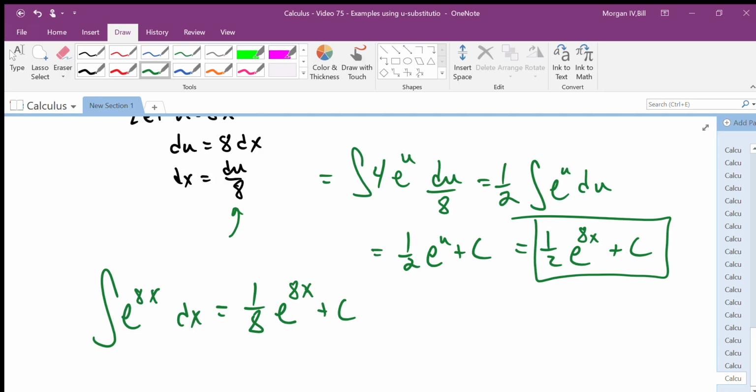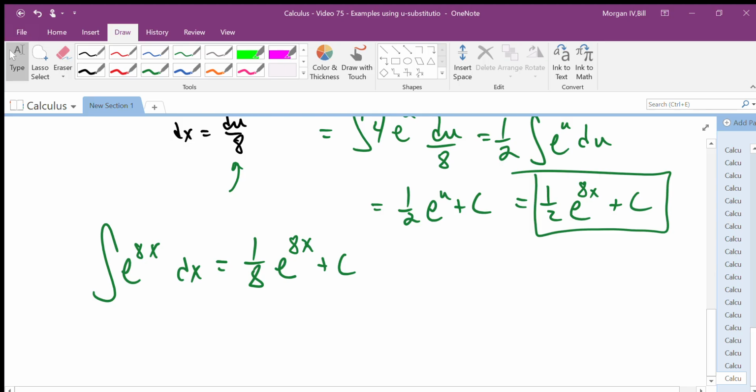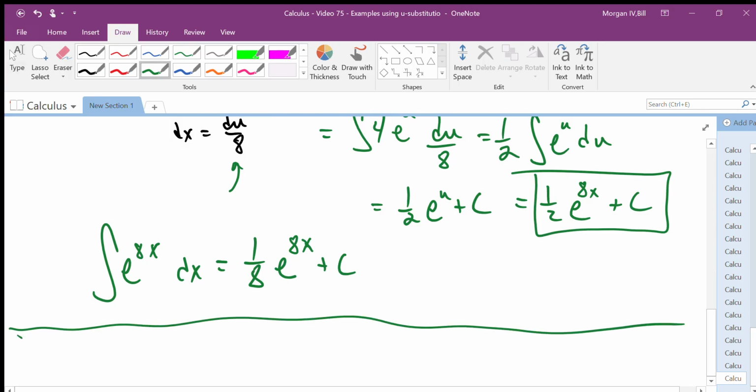And we can see that if we took the derivative, because the derivative of e to the 8x is itself e to the 8x, but then times the derivative of the exponent, which is 8, cancels out with the 1/8, and you just get e to the 8x. Okay, very good. Let's try a third problem.